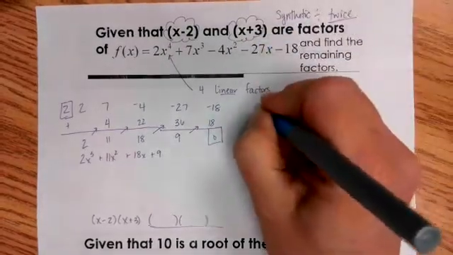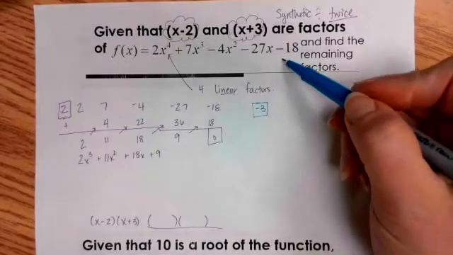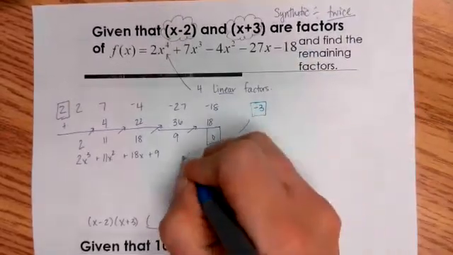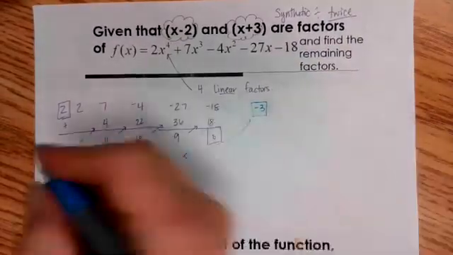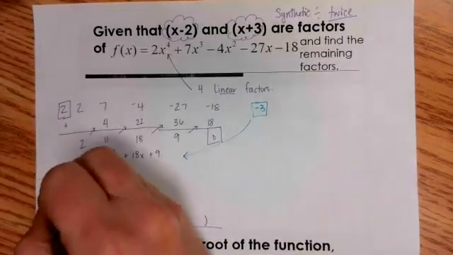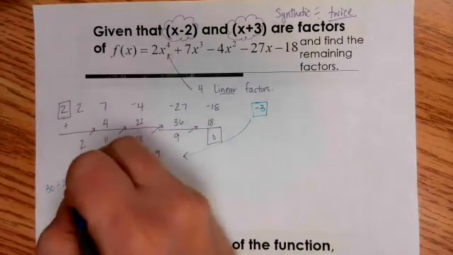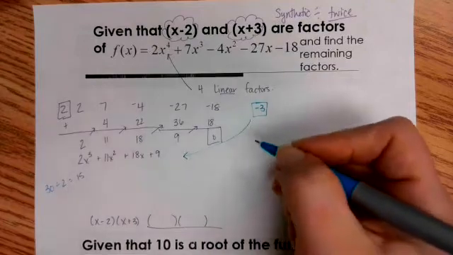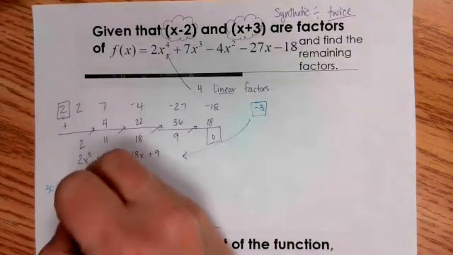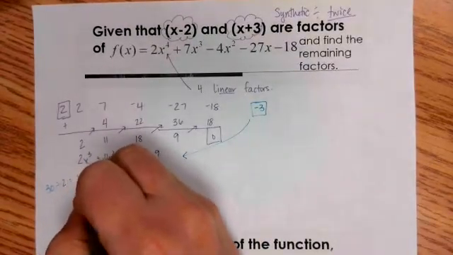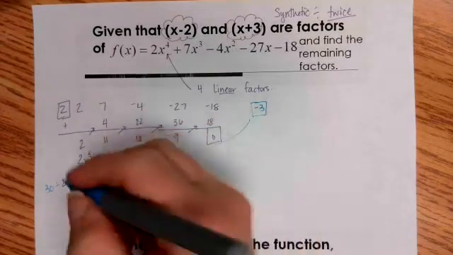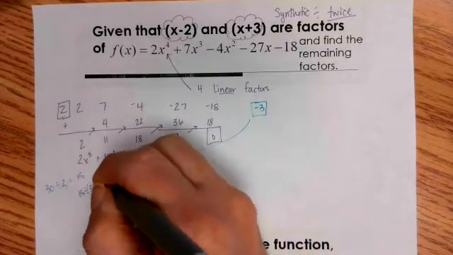So put my negative 3 here. I'm not going to go back to the original. I'm going to divide by this. So let's think about the number 30. If I do 30 divided by 2, I get 15. If I want another factor, I can take 15 and divide by 3 to get 5. So my factors would be 2, 3, and 5.